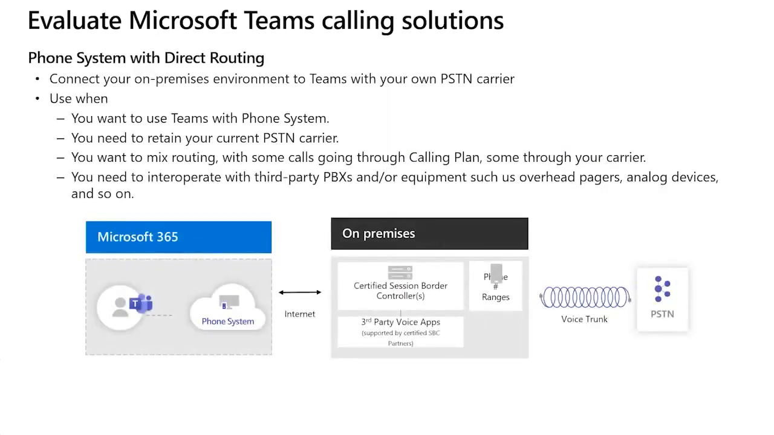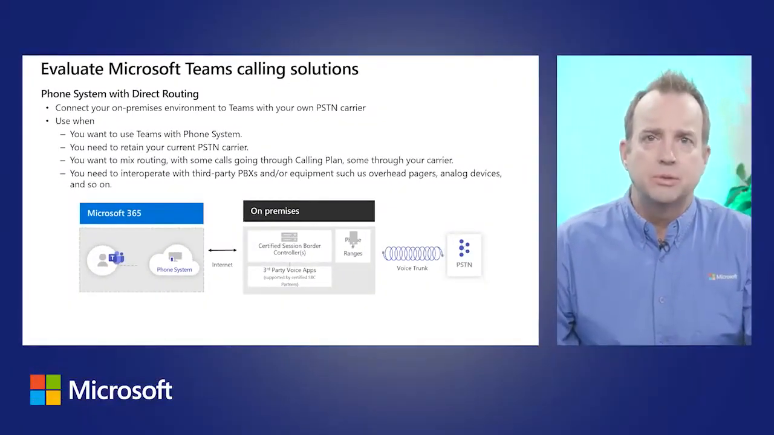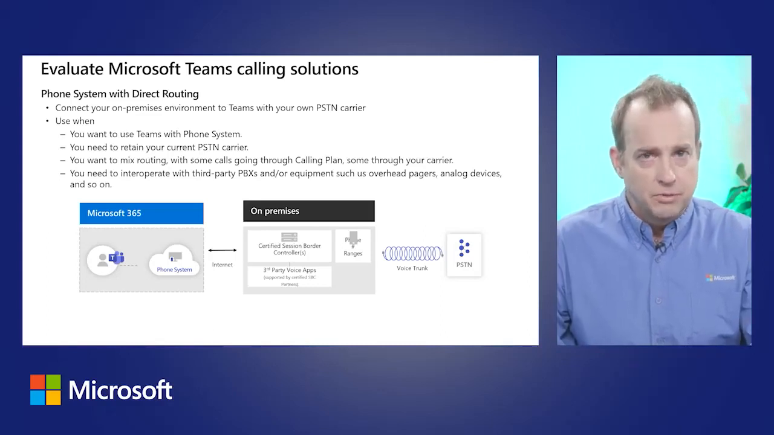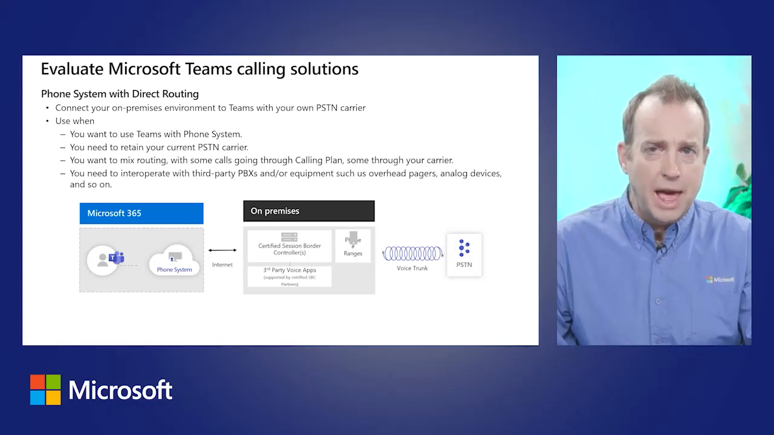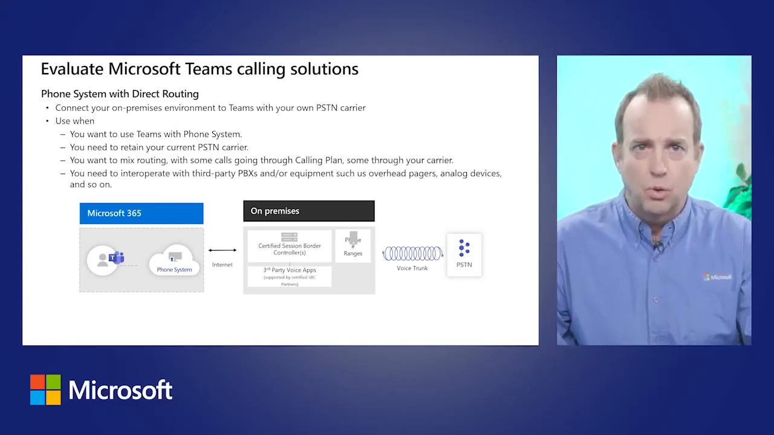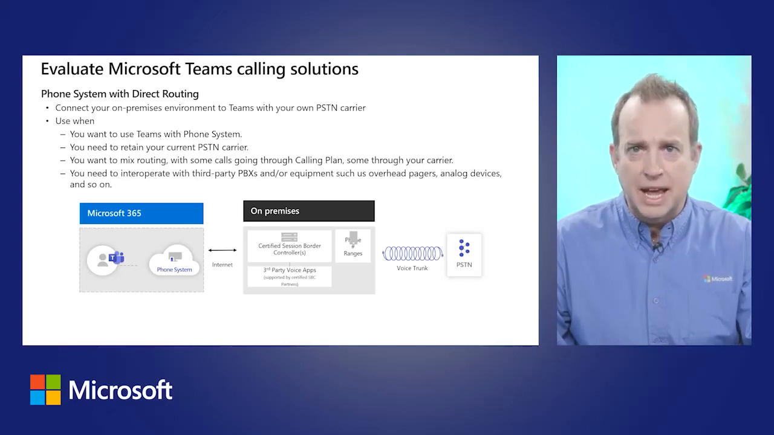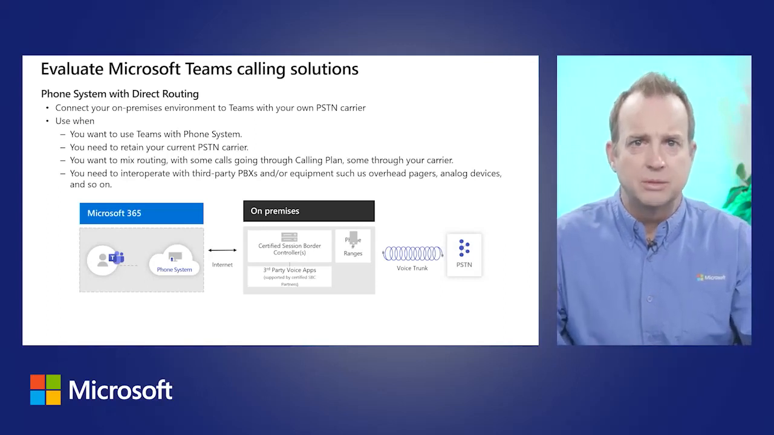Another option is phone system with direct routing. Why? Because you want to connect your on-prem environment to Teams with your existing PSTN carrier. You might want to retain that carrier. Maybe you want to mix routing with some calls going through calling plan, some through your carrier, or you need to interoperate with third-party private branch exchanges and/or equipment such as overhead pagers or analog devices. These are all reasons to use phone system with direct routing.